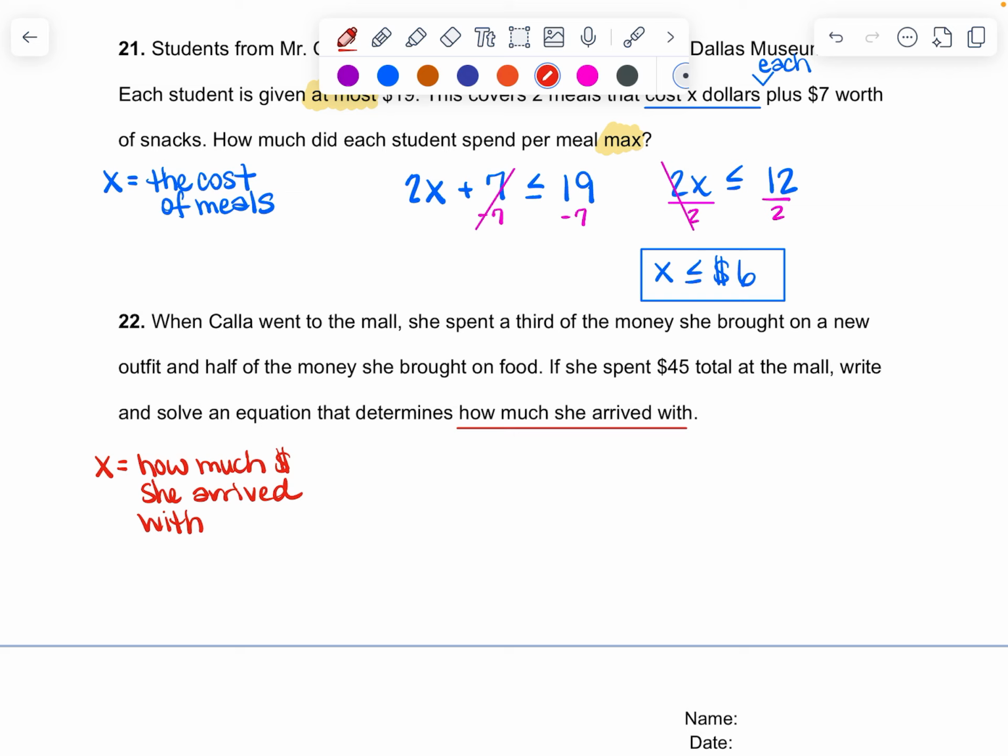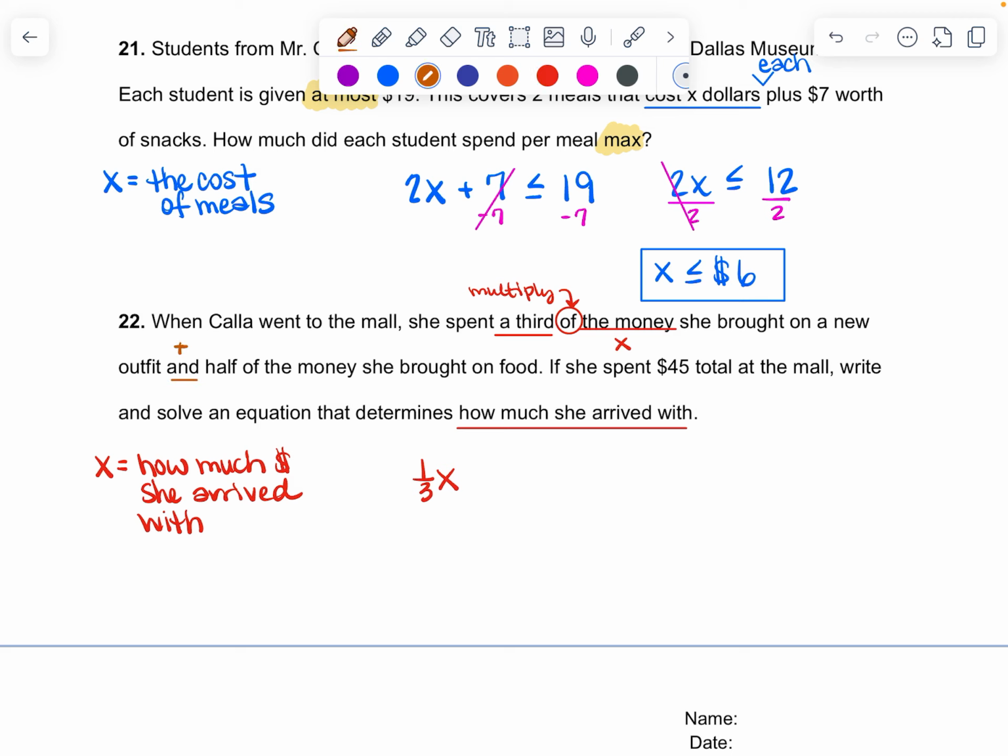Right, because we need our reader to know that. All right, so it says she spent a third of. "Of" is a multiply word, right? Of means to multiply the money. Well, we just said that the money was X. So a third of, let me write down multiply. This is a multiply word. So 1/3 of the money, so 1/3 times X. The sentence is telling you exactly how to write that.